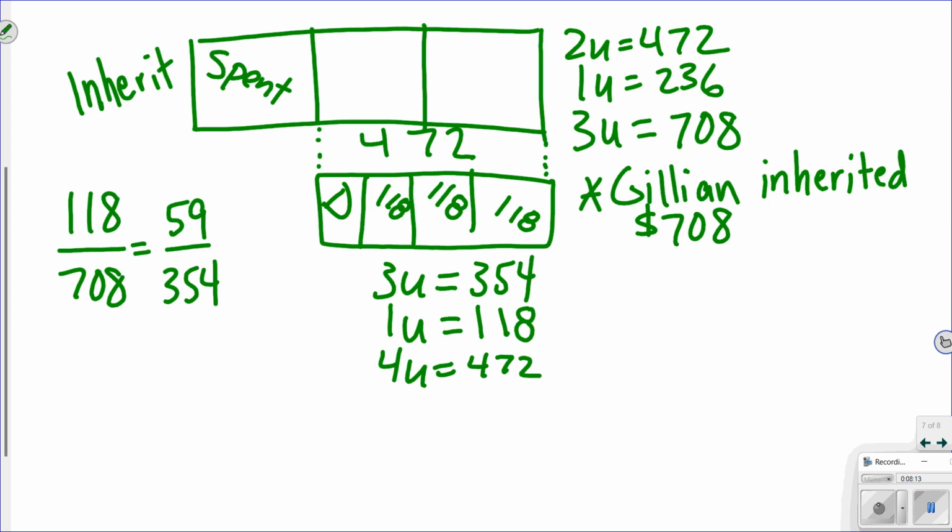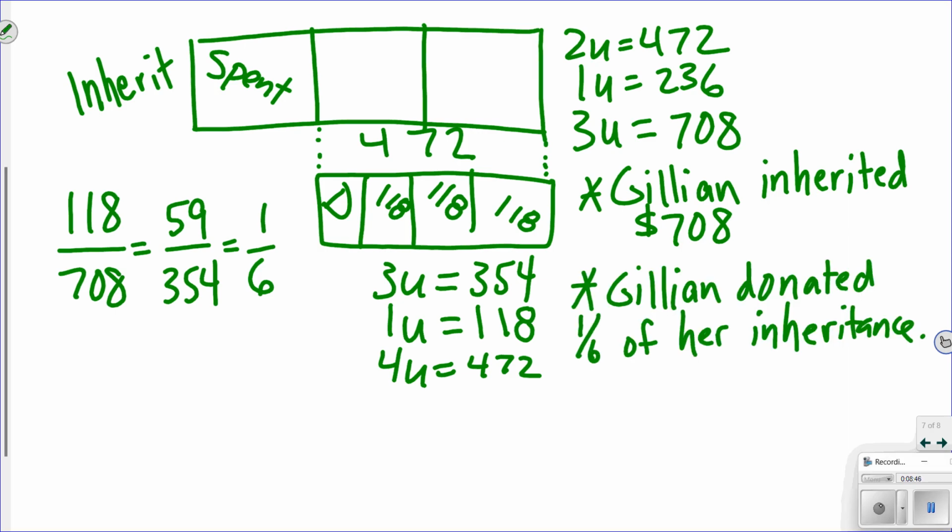Now the fraction 59 out of 354 does not look very friendly. Well, 59 is a prime number, so the only way we could reduce this is if 59 is a factor of 354, and it turns out you can fit 6 59s into 354, so this reduces down to 1/6. So Jillian donated 1/6 of her inheritance.